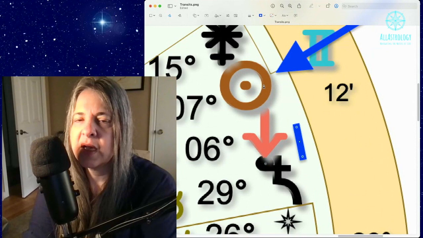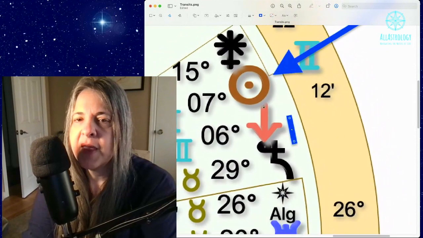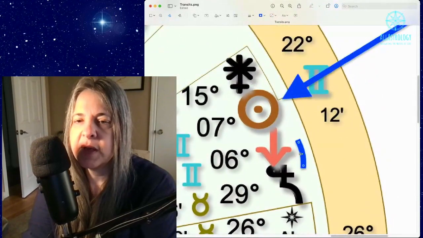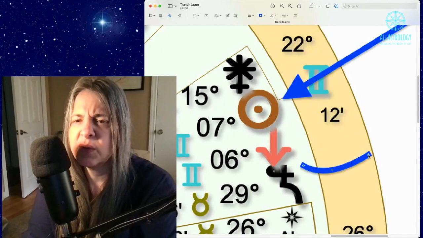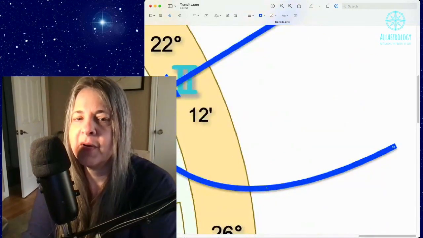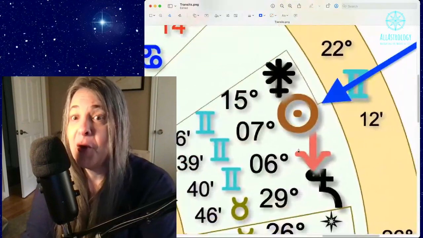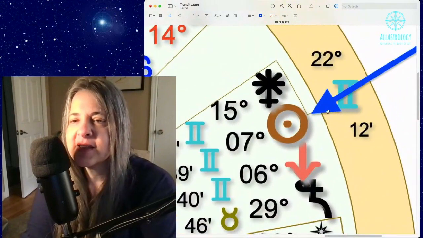Oh, it's getting kind of pixelated, isn't it? That is the glyph for the sun. Let me get rid of this thing. I don't know what it's doing. It just got, oh, wow. Oh, wow. Okay, next.